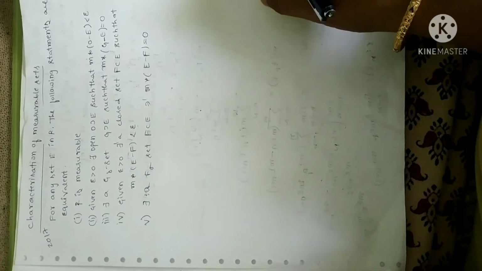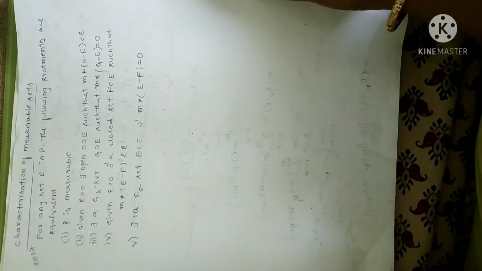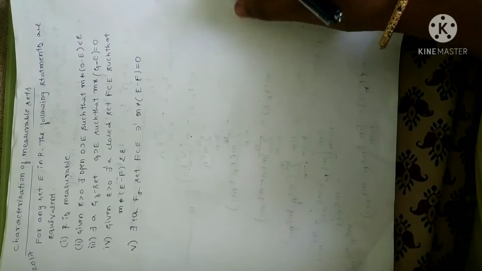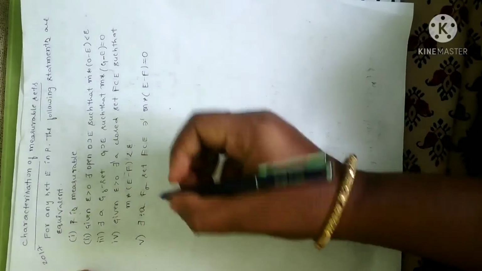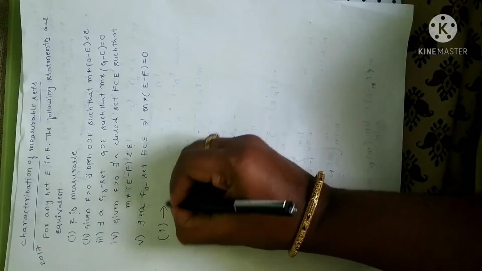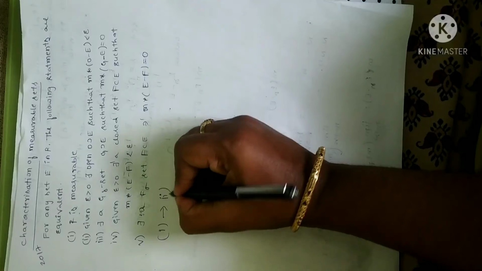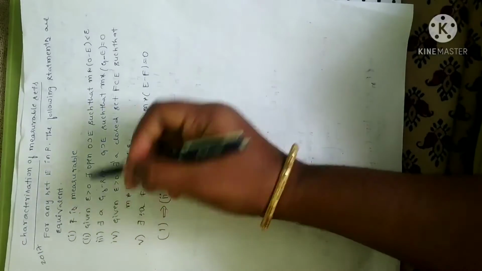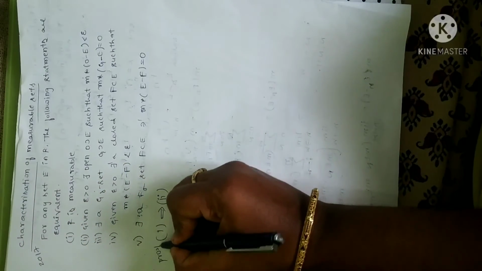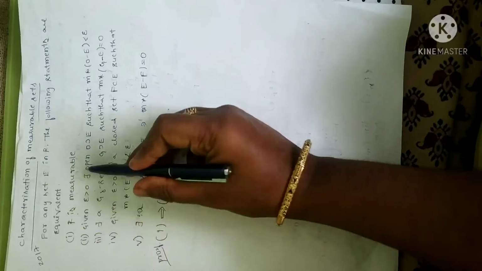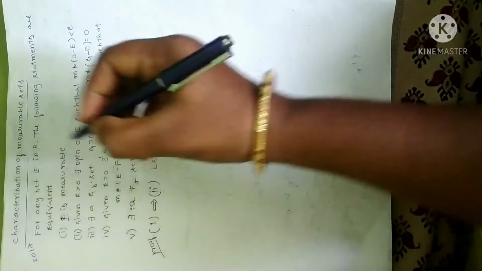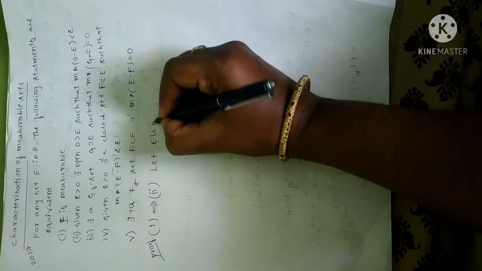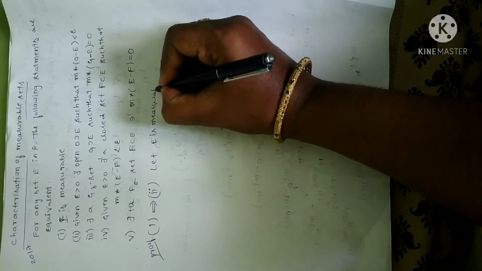Now go to the statement we have. For any set E in R, the following statements are equivalent. So we are going to take the first statement to be true. That is, we are going to take E is measurable. Fine, I am going to prove the second one using the first one. Equivalent means I have to use the first statement to prove the second. The first statement I have assumed. Let E be measurable.